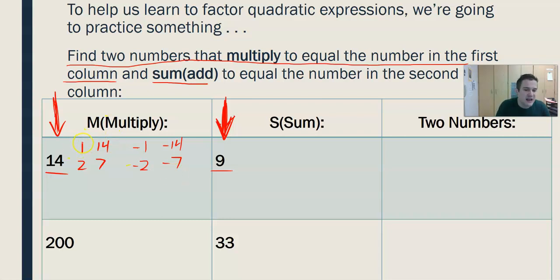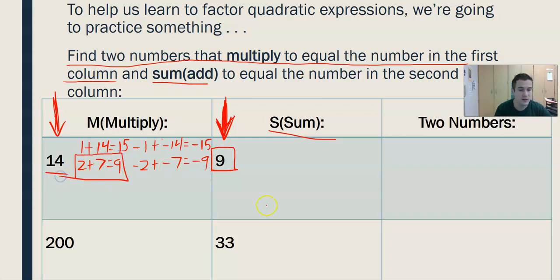So for every set of positive factors, 1 times 14 and 2 times 7, I also have these negative factors, negative 1 and negative 14, negative 2 and negative 7. Now I need to see which of these sets of numbers, when I add them together, gives me 9. 1 plus 14, 2 plus 7, negative 1 plus negative 14, negative 2 plus negative 7. Okay, 1 plus 14 is 15, 2 plus 7 is 9, negative 1 plus negative 14 is negative 15, negative 2 plus negative 7 is negative 9.